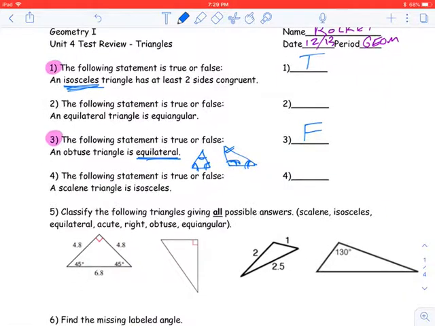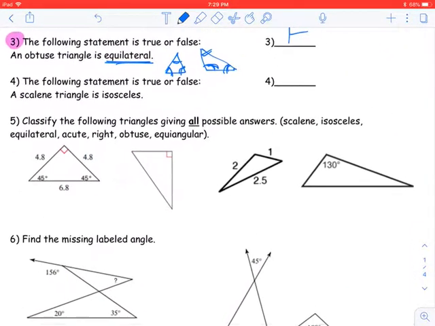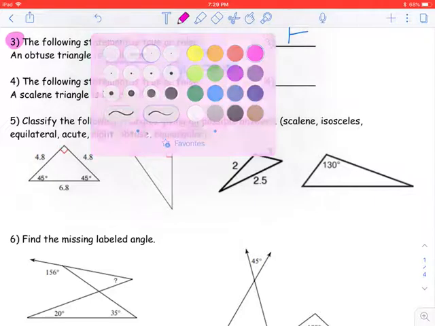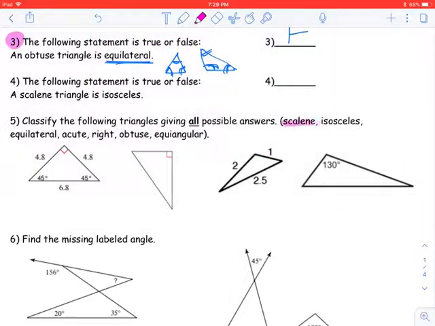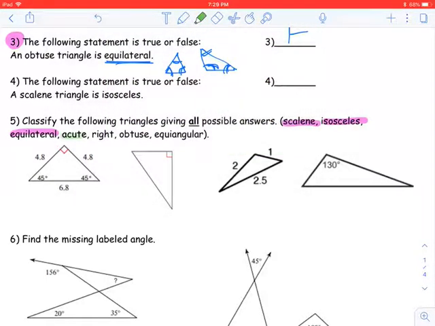Okay, so let's look at number 5. It says classify the triangles giving all possible answers. Scalene, isosceles, equilateral. So these first 3 are based on sides, and then the other 3 or 4 are based on angles. So you have 2 words for each one.